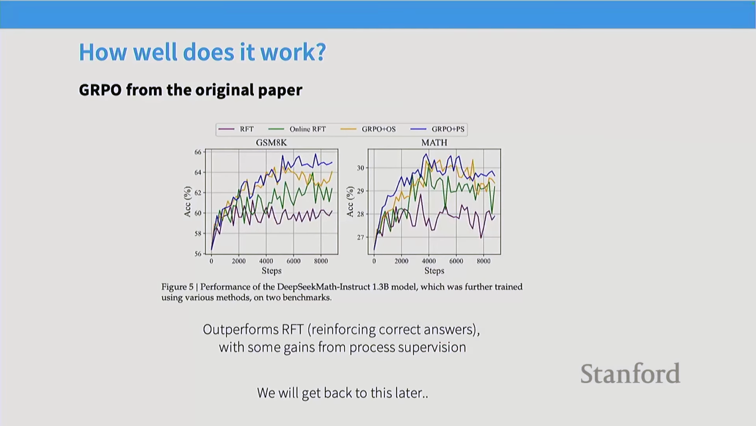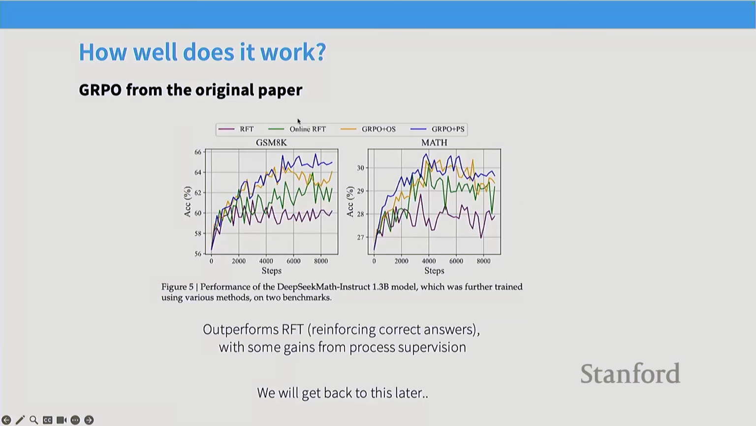So how well does this work? GRPO works pretty well. This is from the original DeepSeek math paper. I'll get back to this later because it is interesting to look at this plot and this result in light of later DeepSeek R1 results. They show essentially the two fine-tuning based methods, RFT and online RFT.